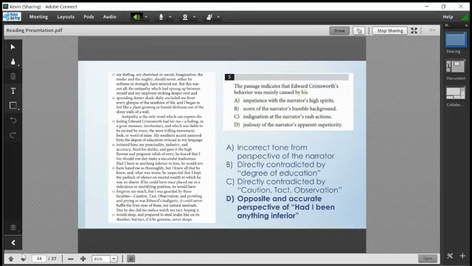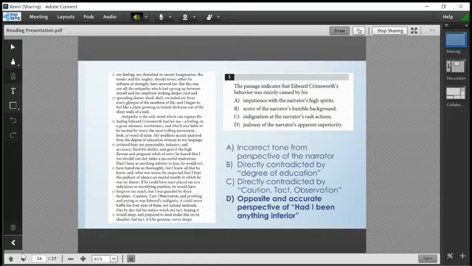So in answer choice B, scorn of the narrator's humble background, there's a portion in the passage where it talks about his caution, tact, and observation. B, scorn of the narrator's humble background, is directly contradicted by his degree of education. Answer choice C, indignation at the narrator's rash actions, that's going to be contradicted by caution, tact, and observation.